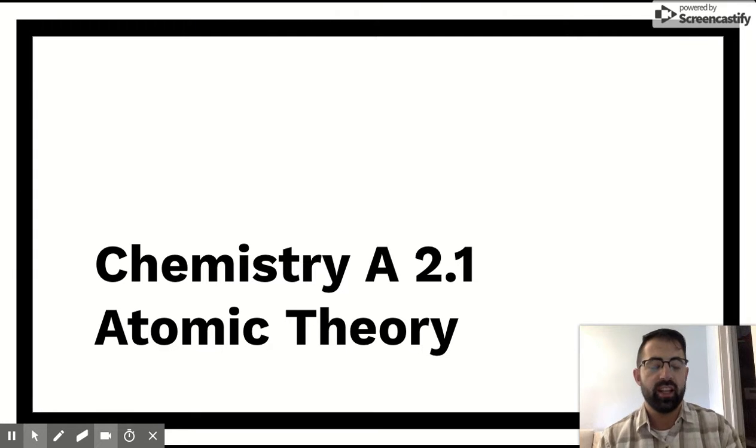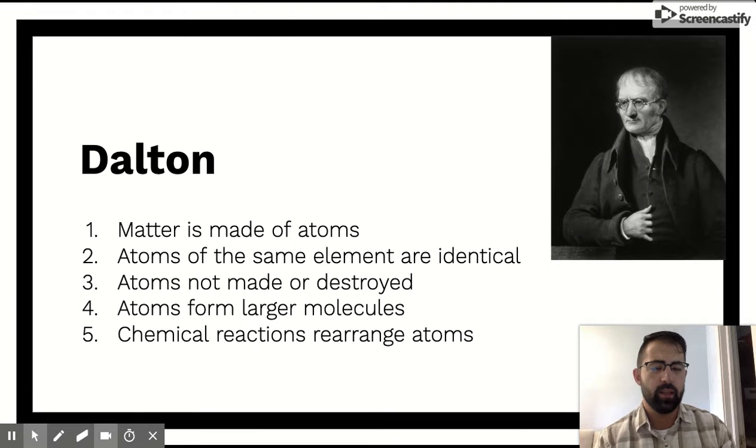All right, today we're looking at section 2.1, which is about atomic theory. This theory, proposed over time, didn't develop all at once. So we're going to do a brief historical overview and then talk about which parts we still have valid reason to think are accurate. Start with Dalton, who's a scientist.